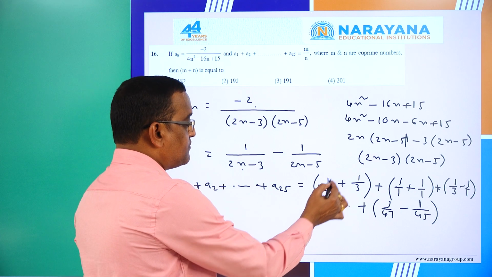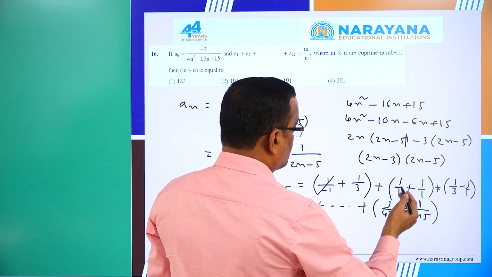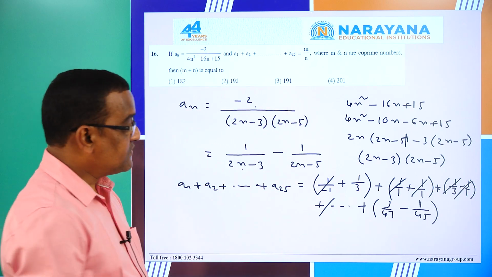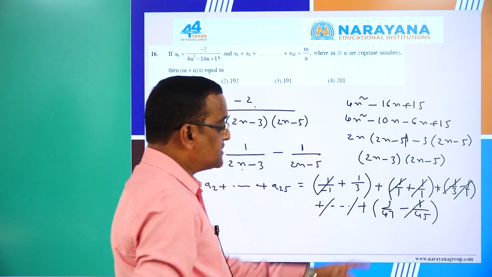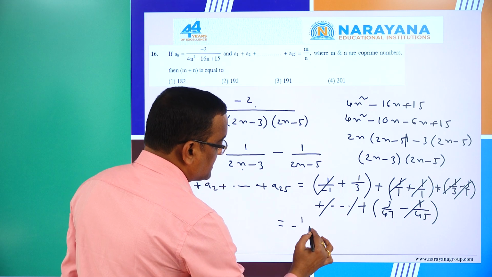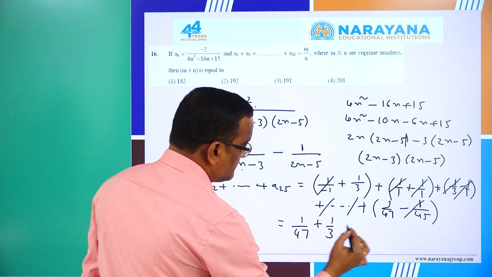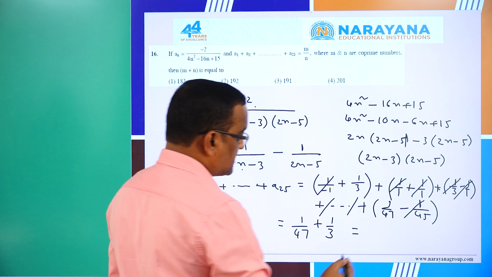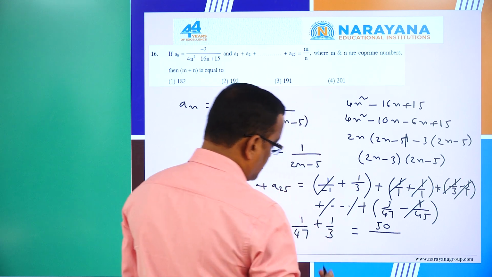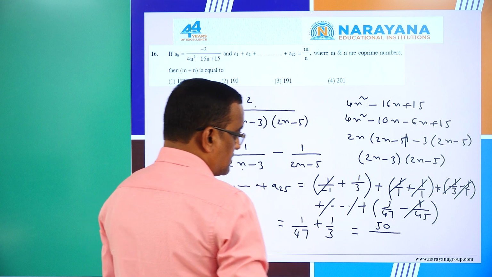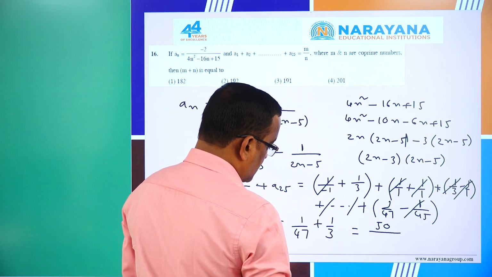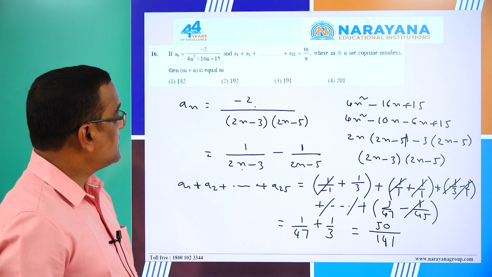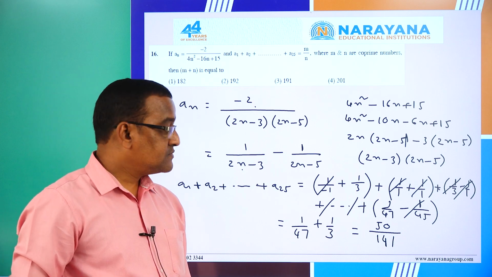Now here, minus this one and plus this one, plus and minus here. Finally, we are left with this one and this one, that is 1 by 47 plus 1 by 3. This is 50 by 47 into 3. 47 into 3 is 141. So m is 50, n is 141. So the sum will become 191.